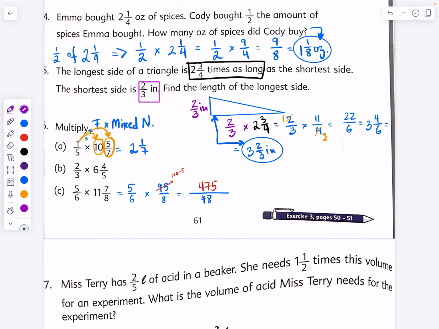475 divided by 48. It is so close to 480 divided by 48, which would be 10, but we don't have 480, we have only 475. So we have 9 and some remaining of 48s. And to be exact, we have 9 and 43/48. This example was very tricky. You had to do quite a bit of math. I hope you found this lesson useful.